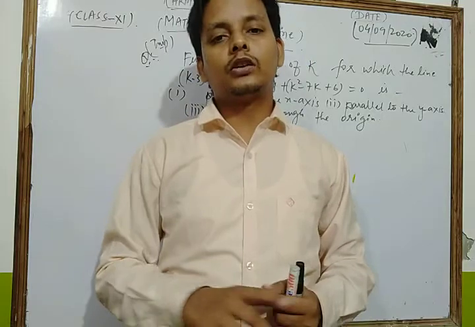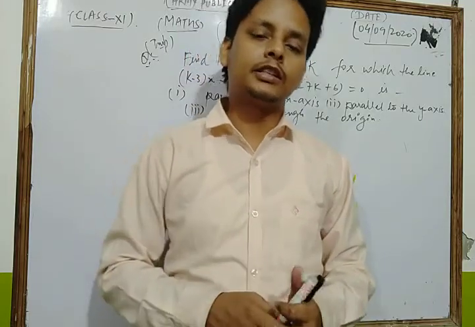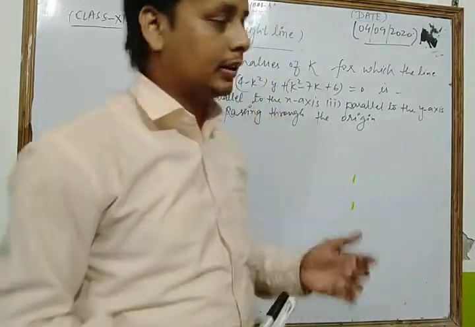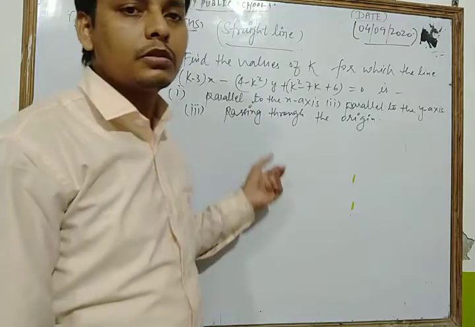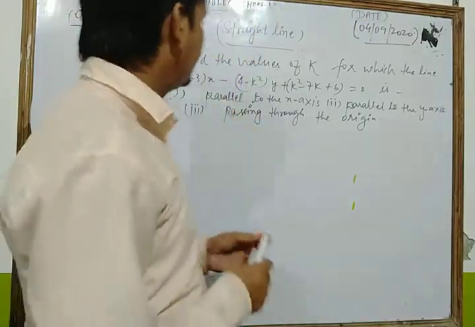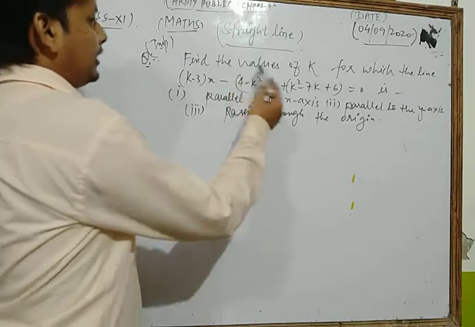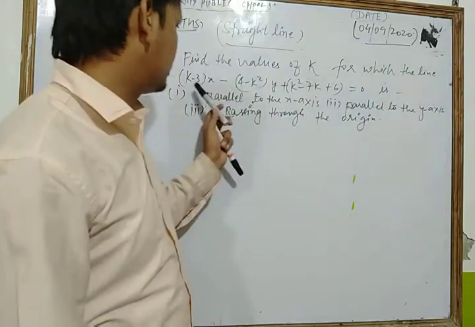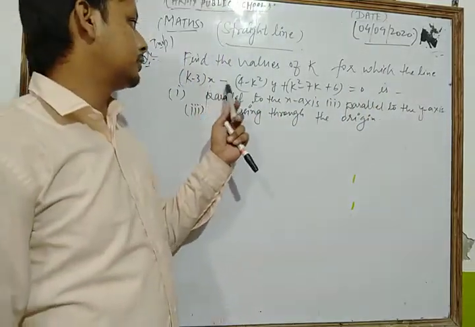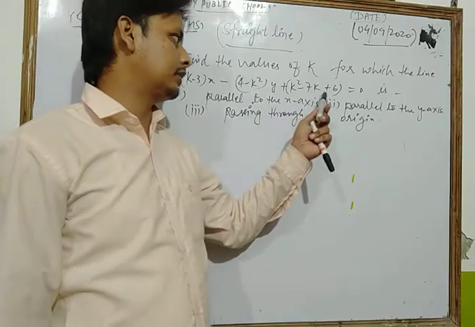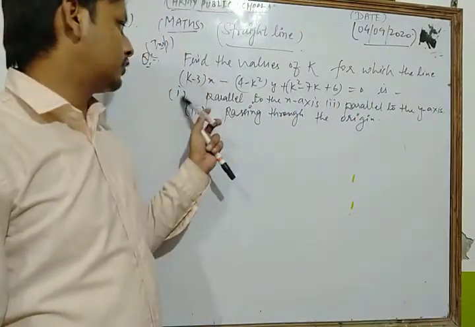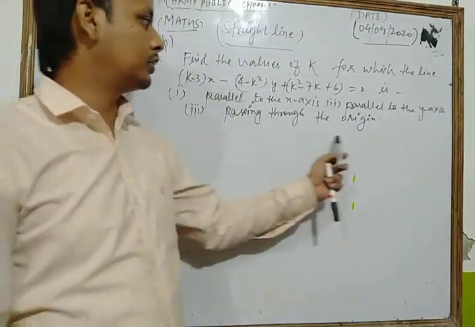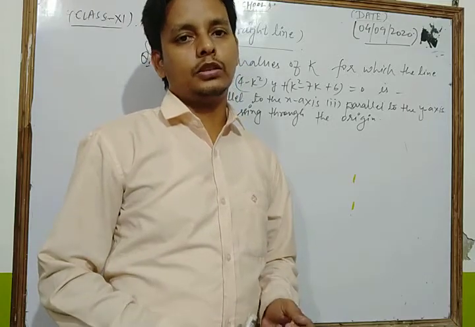Now today we are going to discuss some important questions of your NCERT exercise based on the equation of a line. Here let's take a question and solve it. This is one of the most important questions of your NCERT exercise. In this question, find the value of k for which the line (k minus 3) x minus (4 minus k square) y plus k square minus 7k plus 6 is equal to 0 is, first, parallel to the x axis, second, parallel to the y axis, and third, passing through the origin. Now let's see its solution. This is a very important question.